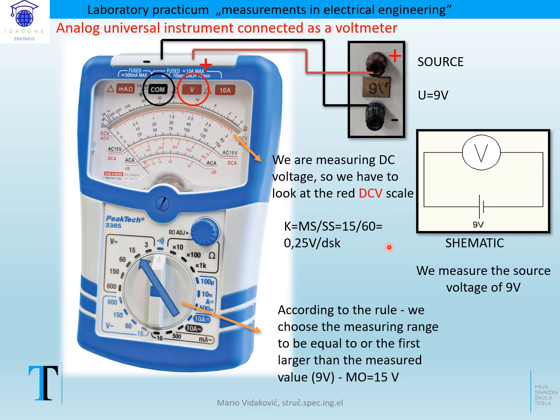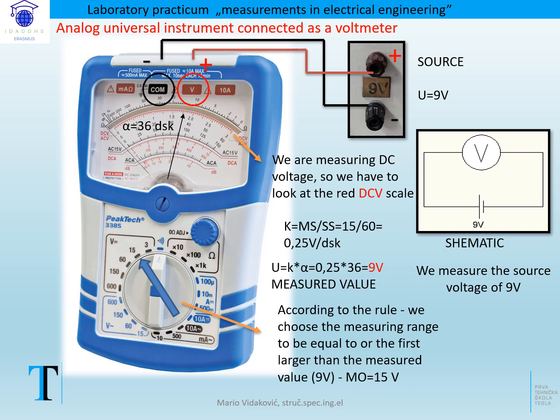We can calculate the constant. Here are 60 parts of the scale on the DCV scale. MS divided by SS is 15 divided by 60. The constant for 1 part of the scale is 0.25 volts per scale division. This is the pointer. The pointer shows alpha is the 36th part of the scale, and we are going to calculate the voltage as K multiplied by alpha. 0.25 multiplied by 36 is 9 volts, the measured value.